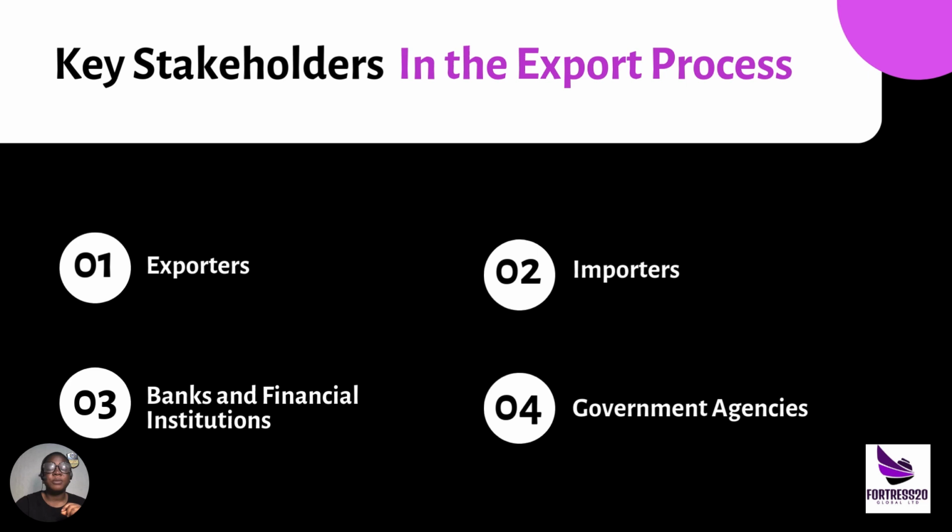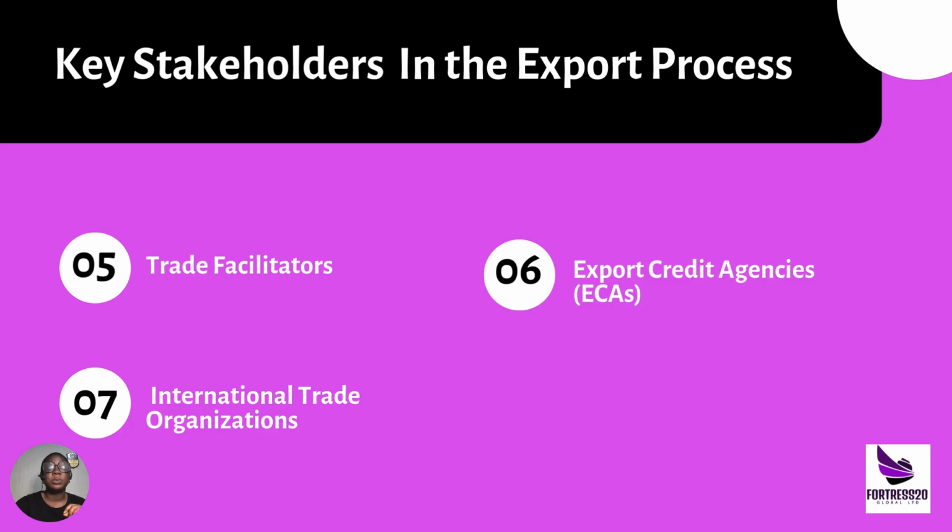Number four, government agencies. The role of government agencies is to set regulations, policies, and frameworks that govern international trade and ensure compliance with national and international trade laws. Number five, trade facilitators. Trade facilitators are intermediaries who help exporters and importers navigate the complexities of international trade by providing logistics, legal, and administrative support.